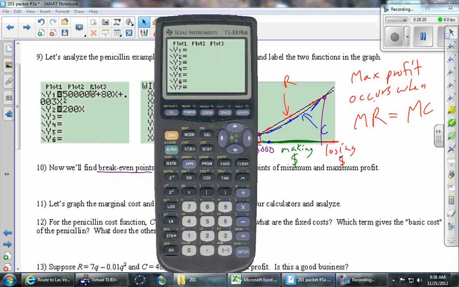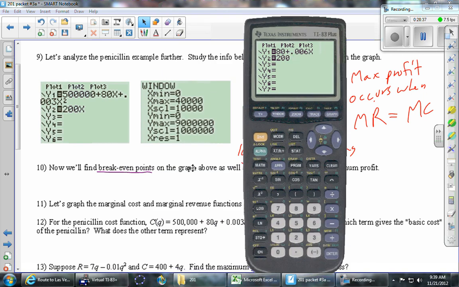The marginal cost function is the derivative of this, which we've already said a few times today. It's 80 plus 0.006x. Do I have that right? And then what's the marginal revenue, the derivative of this? 200. I'm going to go ahead and use the same window. No, I'm not. That would be silly. I'm going to use 0 to 40,000, same as we had over there. But for the y values, we'll go 0 up to, I don't know, 400. Let's see how this looks.